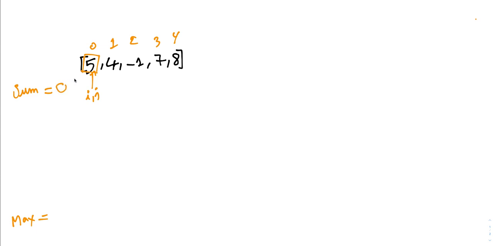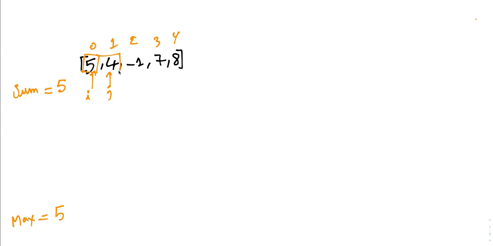Here, sum will be initialized as 0. And then I'm going to add this value to the sum. 5 plus 0 is 5. Then I'm going to compare it with the max. For the moment, I don't have any value in the max, so I'm going to put the 5 here. For the moment, my max is 5. After that, I'm going to increment my G to the next element.